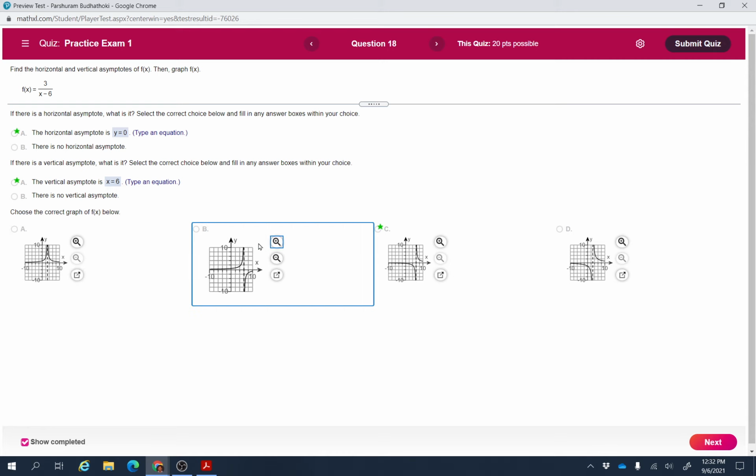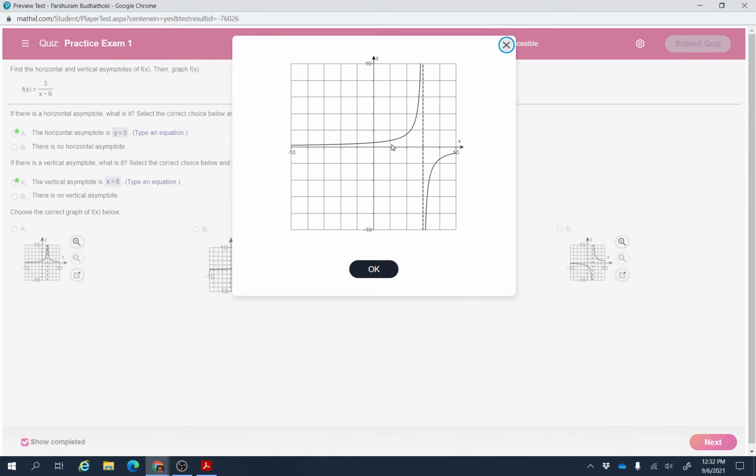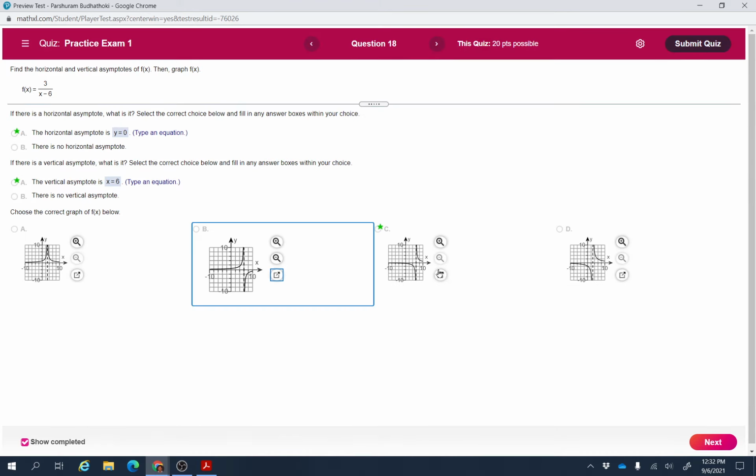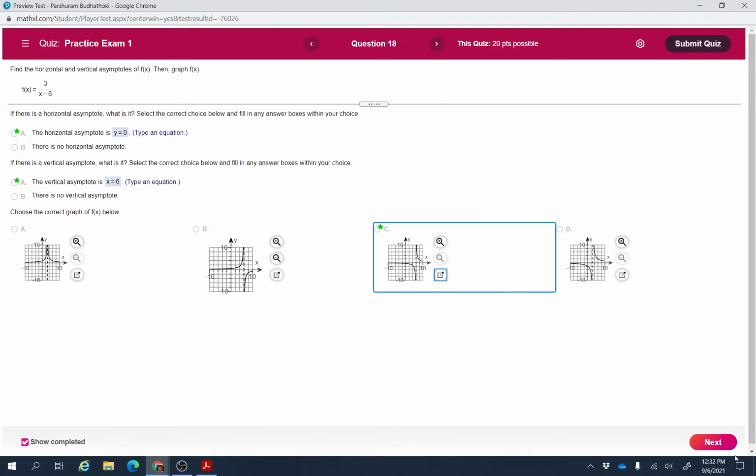Similarly here, you can see that this is 10, then it should be 5. That's not the right vertical asymptote. If you look at this one, which is the right answer, x equals 6 is the vertical asymptote and y equals 0 is the horizontal asymptote. This graph is up, positive. This graph is down, negative. That's why this is the answer.